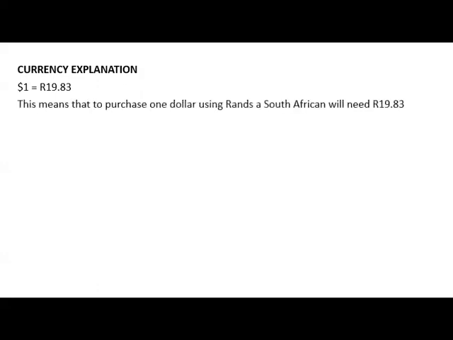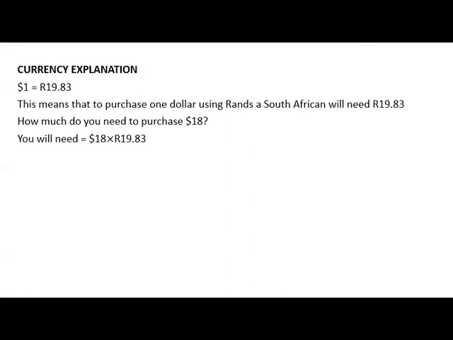Okay, now let me just explain the currency. $1 is equal to 19.83. What does this mean? It means that to get only $1, you will need 19 South African rands. What about when you need $18? How many South African rands are you going to need? You will simply take that 18 and times it by 19 rands, because $1 is equal to 19 rands.